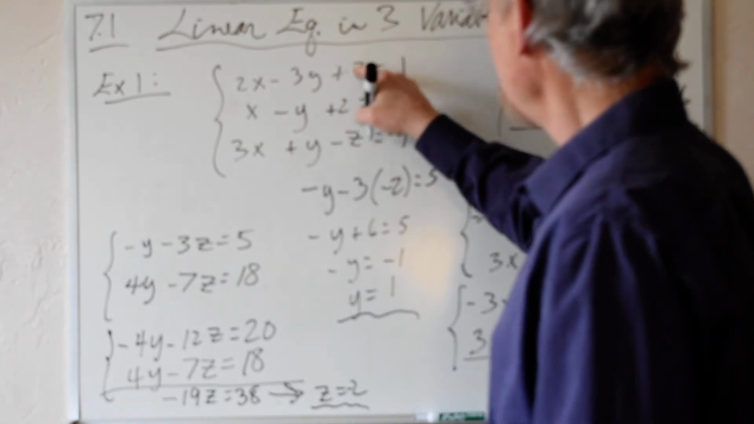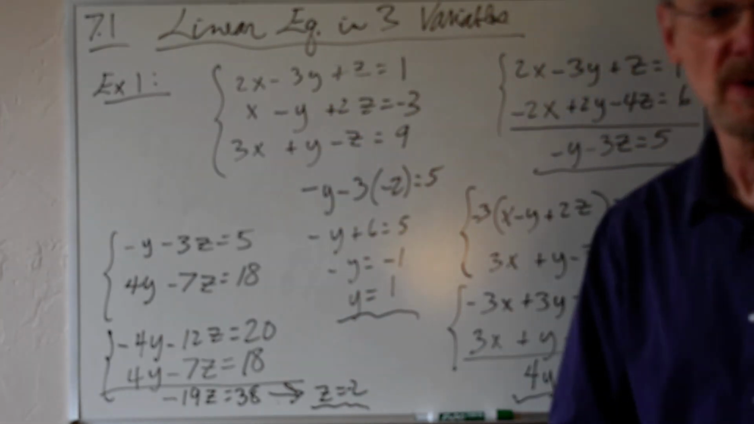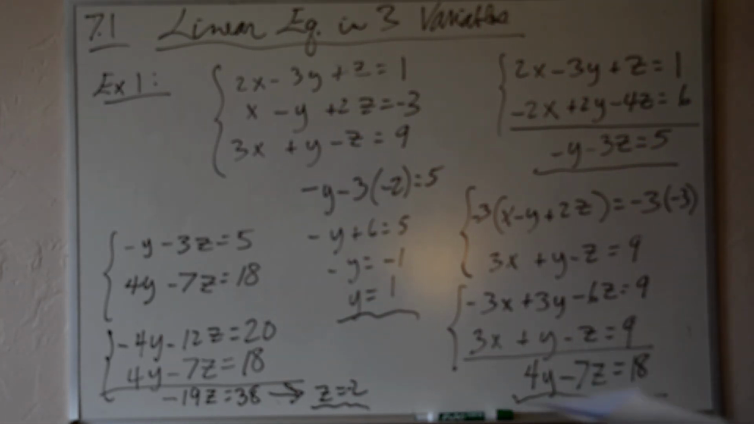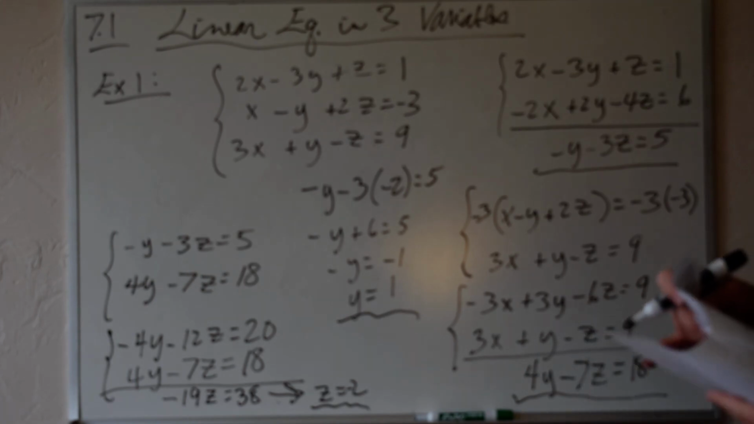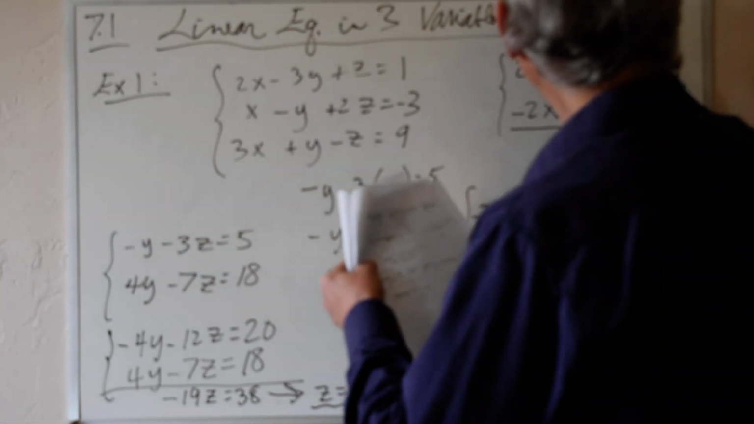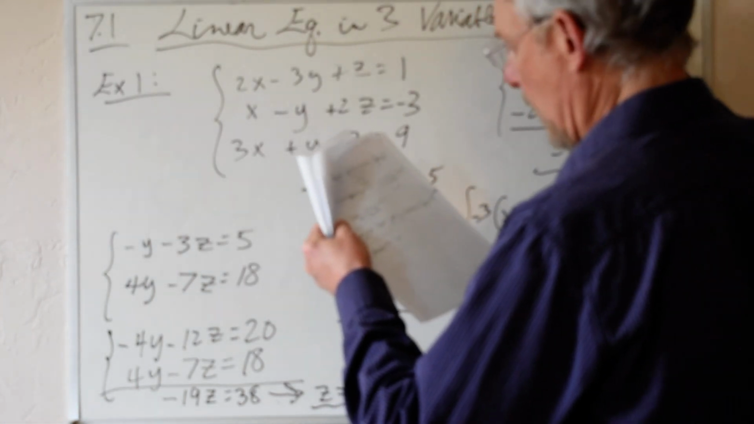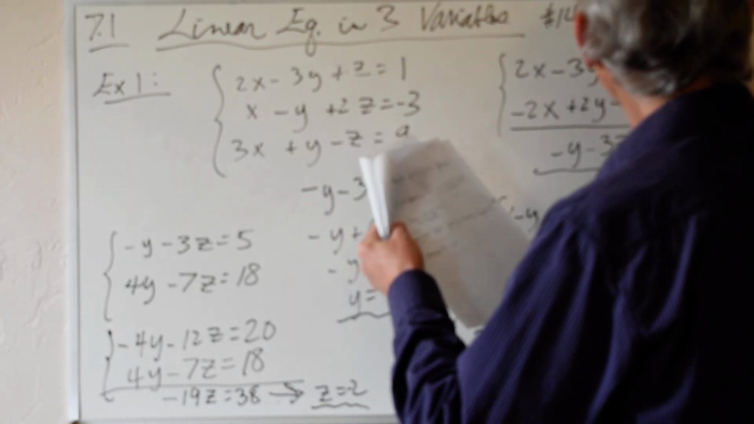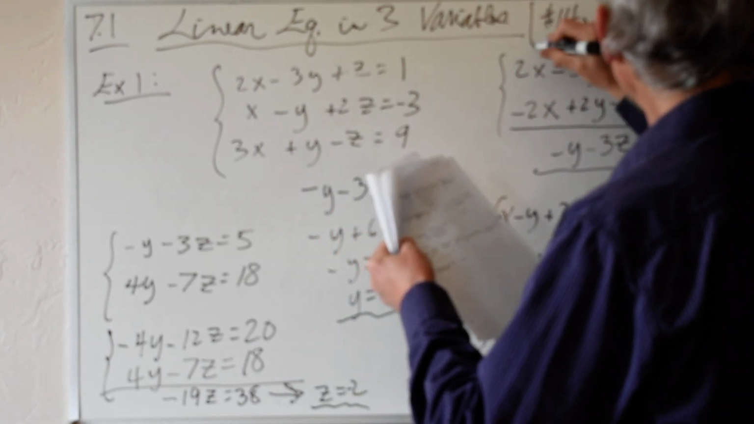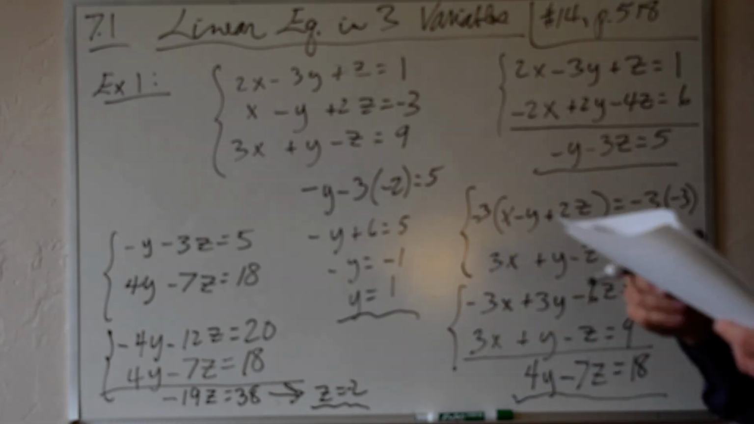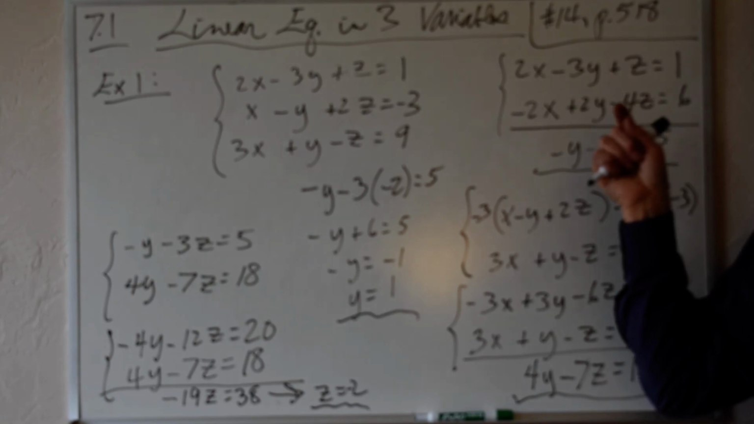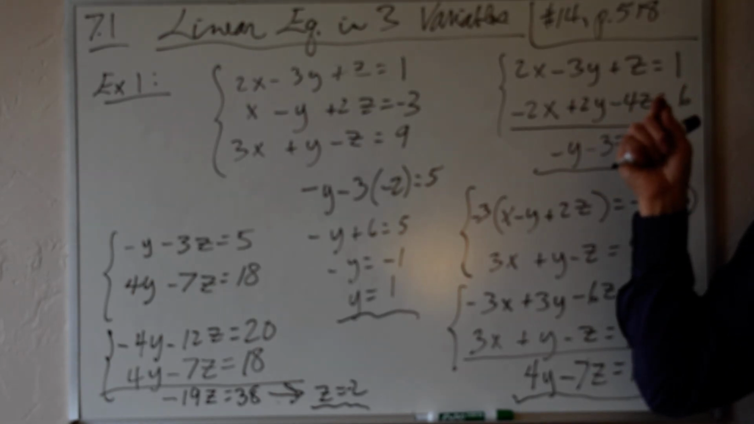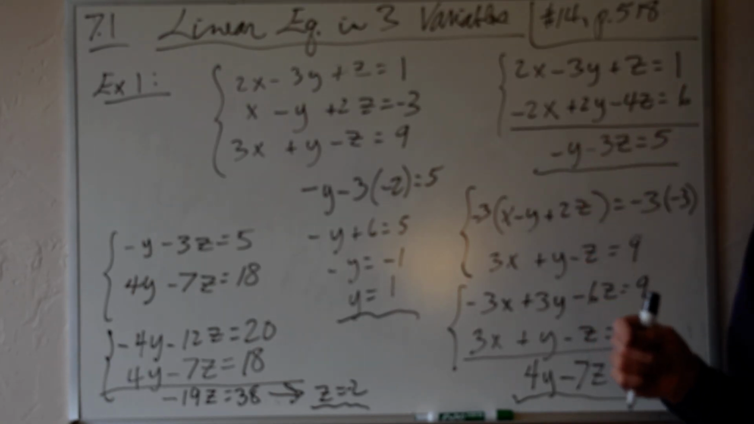And now plug into any one of these equations and you'll figure out what x is. And then don't forget to check to make sure all your work is okay. So now you try one. Number 14 in the homework. That's on page 518. Number 14, and I'll give you a hint. The first equation is divisible by 3. And therefore it's divisible by negative 3. That might be very useful.